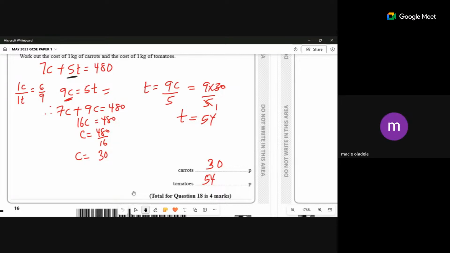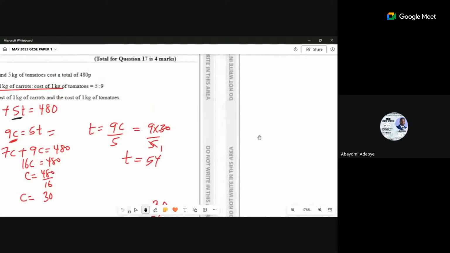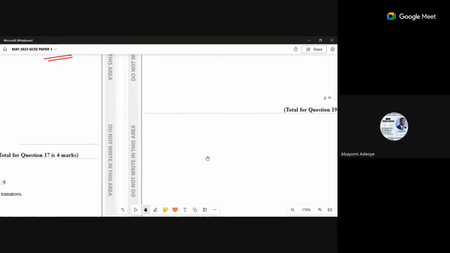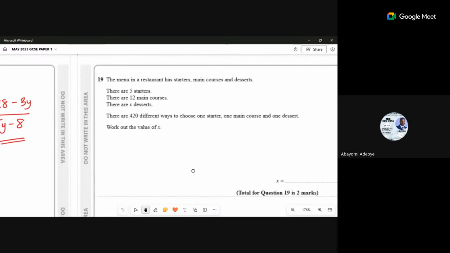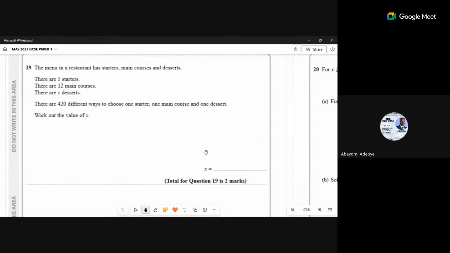Done. All right. Number 19. Can you read through? The menu in a restaurant has starters, main courses, and desserts. There are 5 starters, 12 main courses, and X desserts. There are 420 different ways to choose 1 starter, 1 main course, and 1 dessert. Work out the value of X.